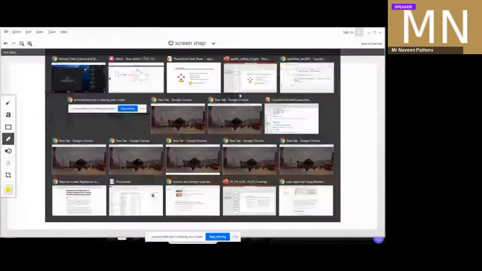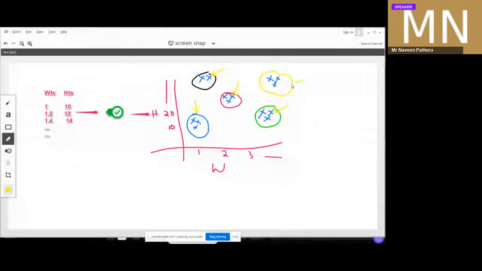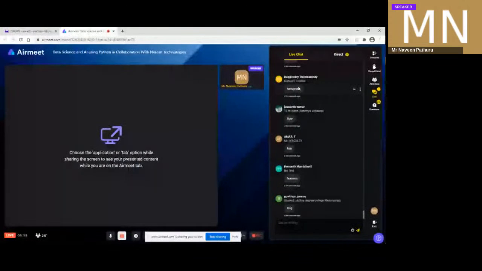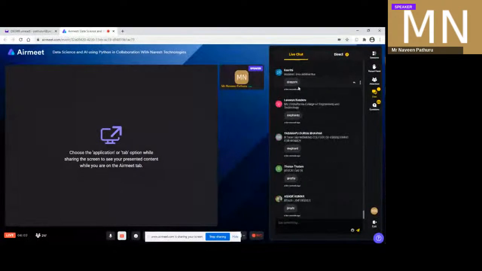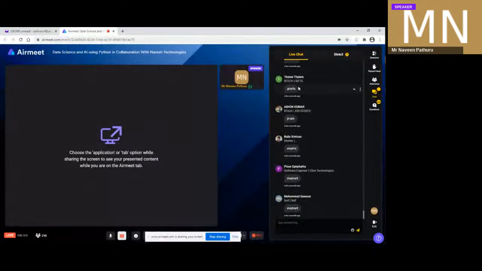kangaroos, tigers, okay, acceptable. Okay, let's say, think of any animals where the weight is more and the height is more. Humans. Good one there. Giraffes. Elephants. More precisely, giraffes, elephants, their height is more, their weight is more.